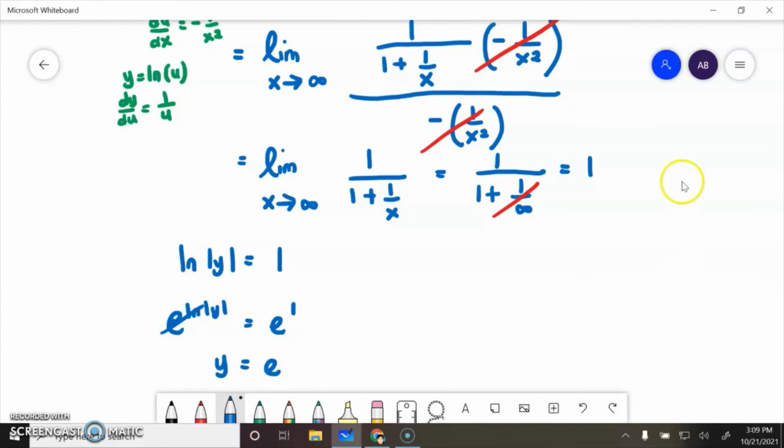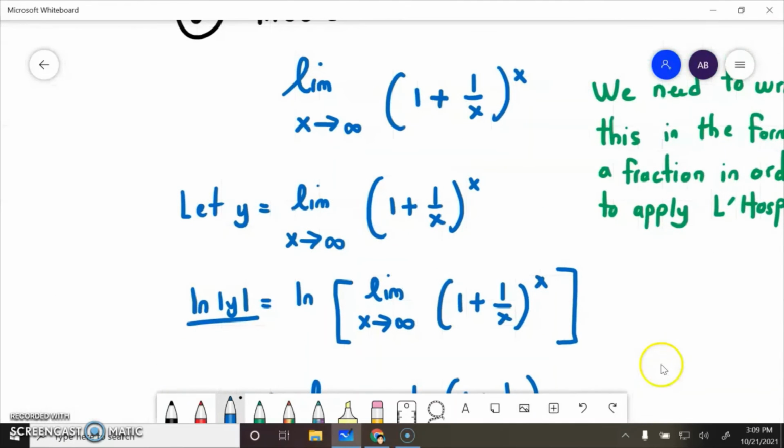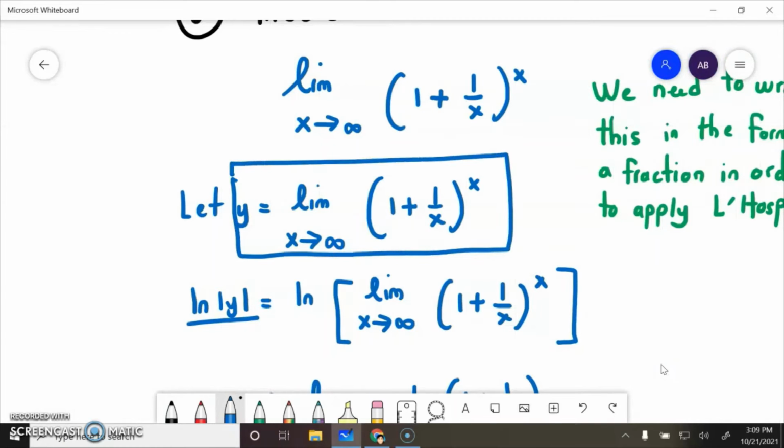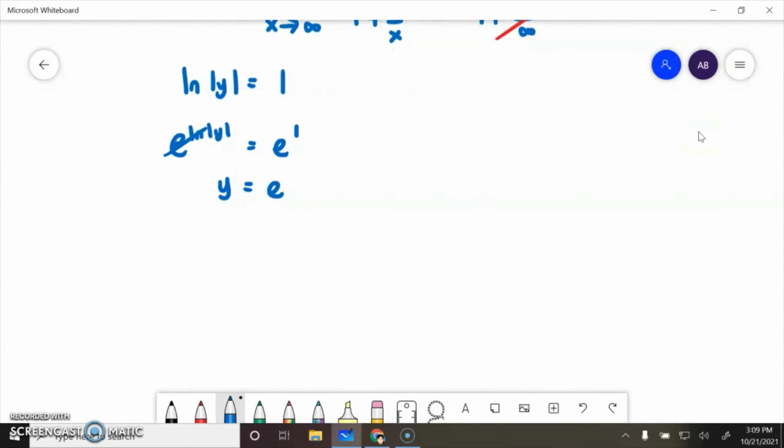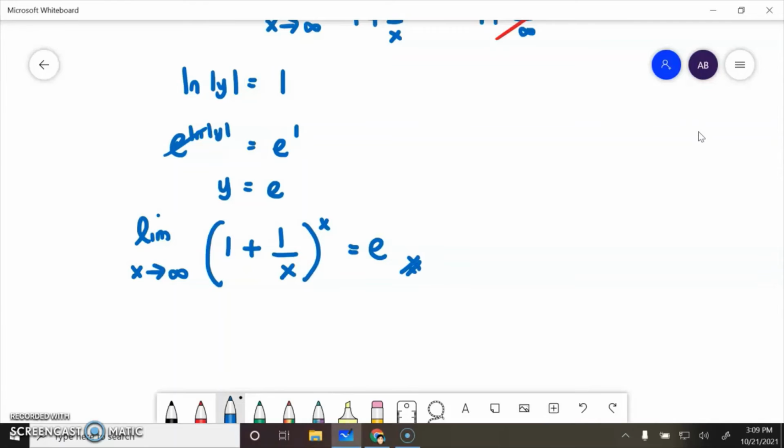So what is y here? In the beginning I said let y equal this term here. So therefore the limit as x approaches infinity of (1 plus 1 over x) to the power of x equals e. This is my final solution. Okay, this is how you do it. Now there is another example I want to go to.